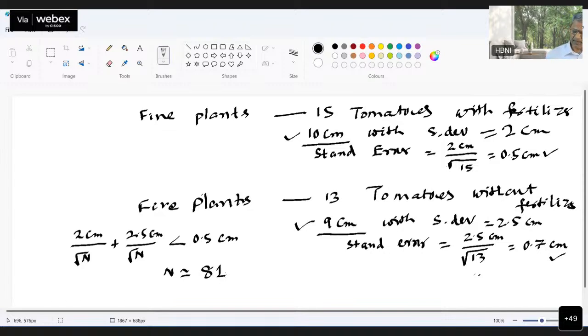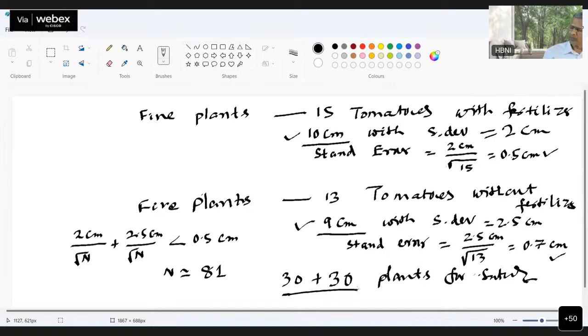So in this case of n is 81. Maybe for each group, you have to take 30 plus, because each plant on average is giving 3 tomatoes. So you can take 30 plus 30, 60 plants per study. Earlier we had taken only 15 and 13. That may not be ideal, but you have to take 60. So that is what we learn from here.